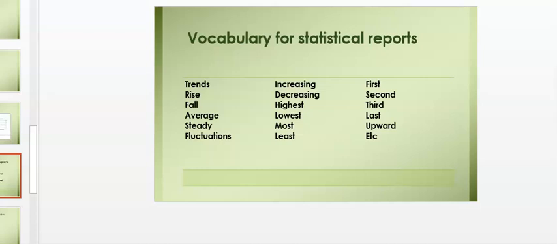If it's covering a period, is it rising? Is it falling? Is there a decrease? Is it happening the first time, the second time? So this is the kind of language that you would want to use in a statistical report. Things like average and steady, and you'd notice if there are fluctuations. Fluctuations refer to rise and fall, or a steady increase or a steady decrease. This is the kind of language you want to use in a statistical report.